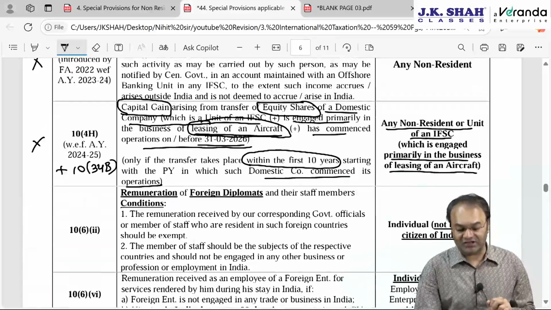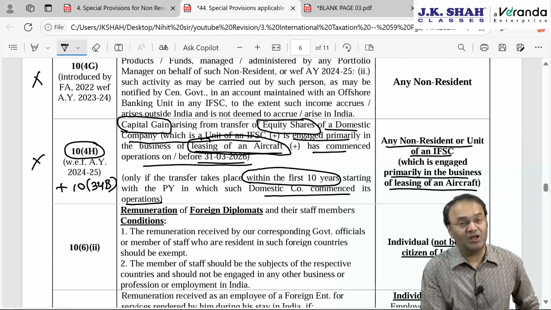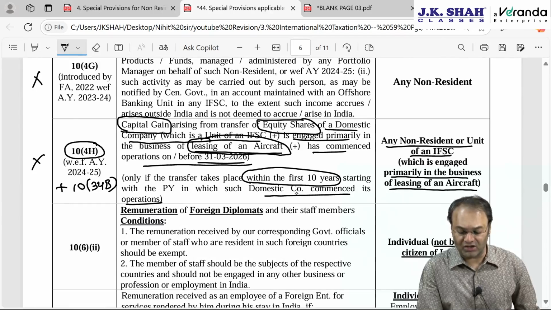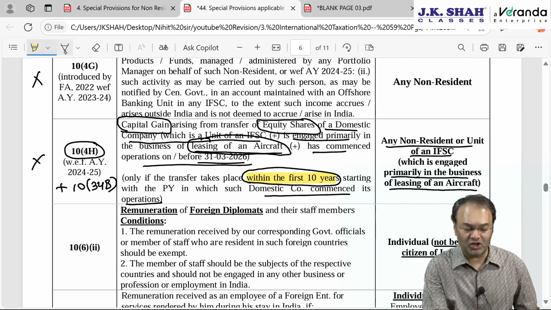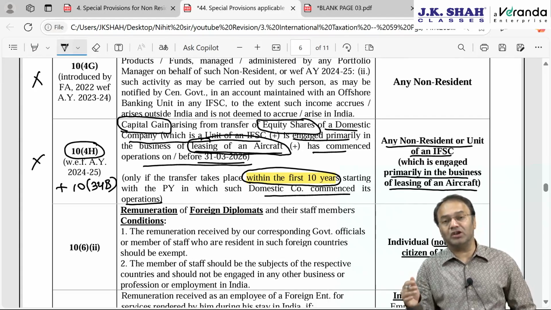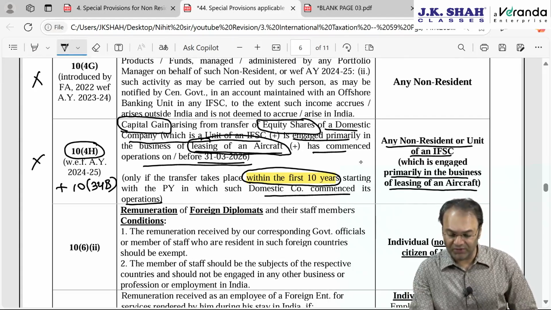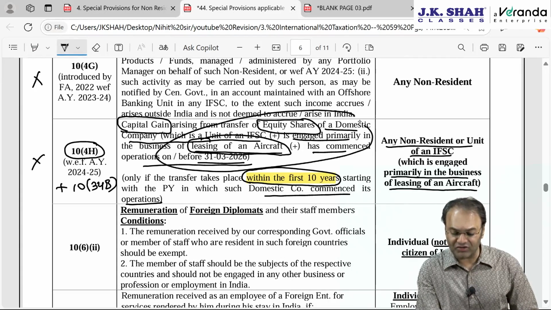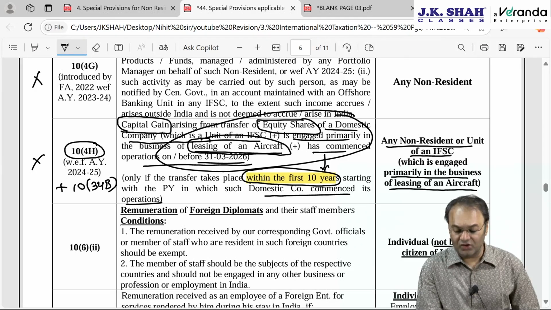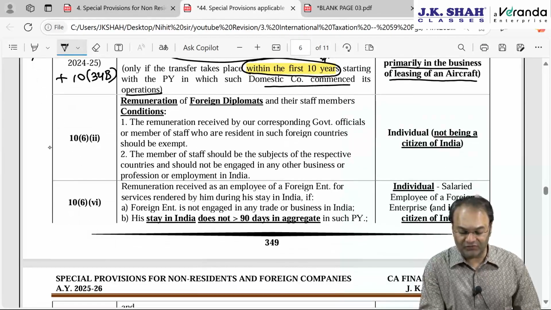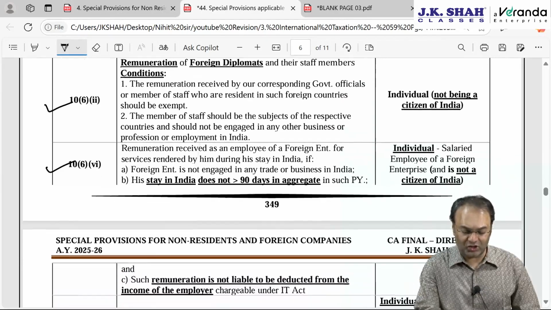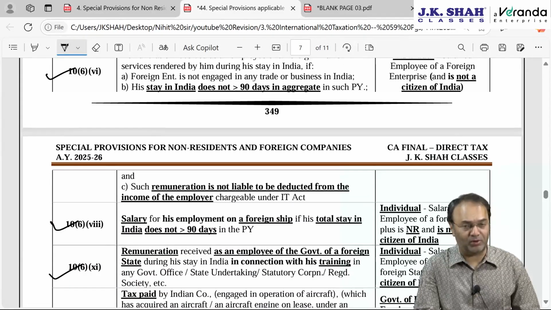However, there is one extra condition with regards to capital gain, whether long term or short term, that the shares should have been transferred within the first 10 years of the operations of the company which is located in IFSC. This company whose shares are getting transferred, it should be the first 10 years of the operations of that company. 10(6), clause 2, clause 6, clause 8 and clause 11 are slightly important.